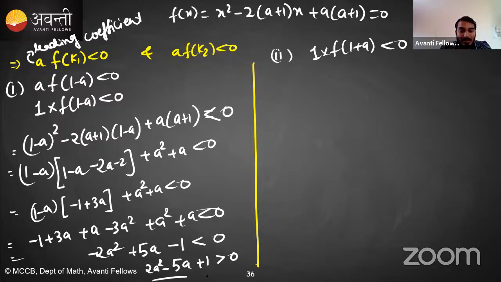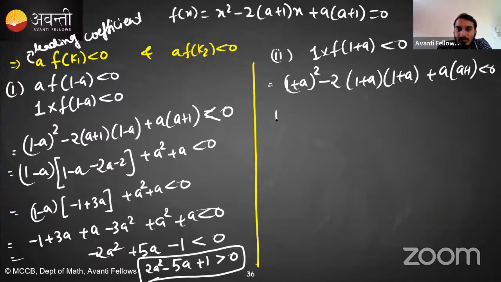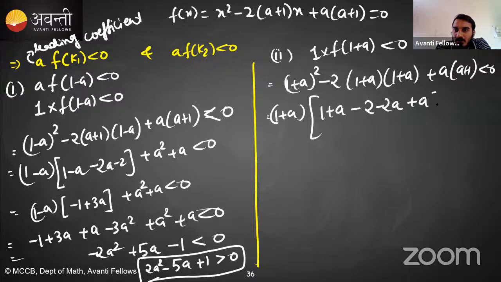So now you solve this inequality. Okay. And what is this? F of 1 plus a. What is this? (1 plus a) whole square minus 2 times (1 plus a) plus a into (a plus 1) less than 0. Take 1 plus a common. So this is nothing but 1 plus a minus 2 minus 2a plus a less than 0.